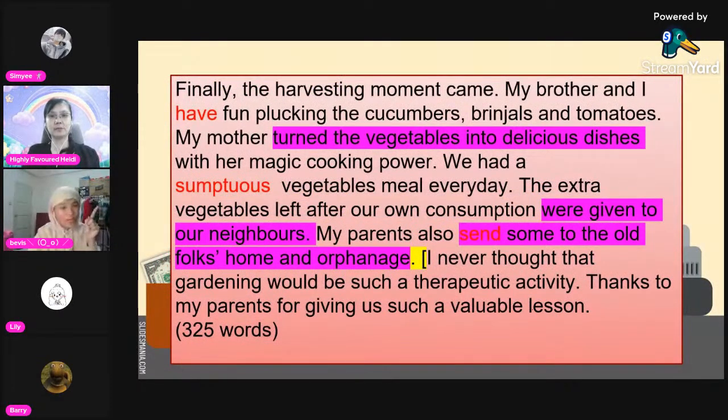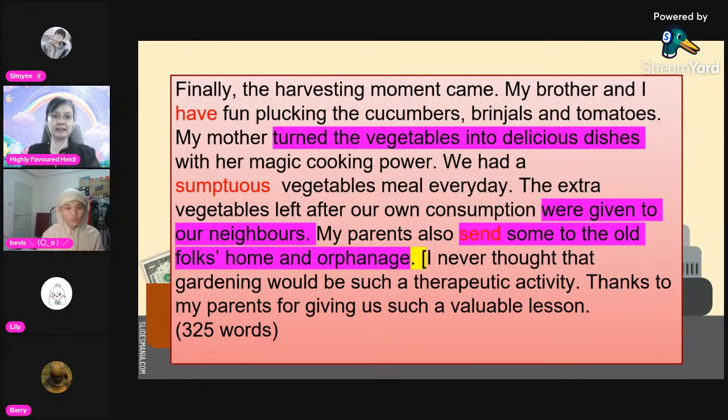Finally, the harvesting moment came. My brother and I have, should be had fun plucking the cucumbers, brinjals, and tomatoes. My mother turned the vegetables into delicious dishes, which is the magic cooking power. We had, I think, sumptuous vegetable meals every day. I think scrumptious. The extra vegetables left after our own consumption were given to the neighbors. My parents also sent, supposed to be past tense, sent, some to the old folks' home and orphanage. Since you say some, then it's supposed to be old folks' homes and orphanages.